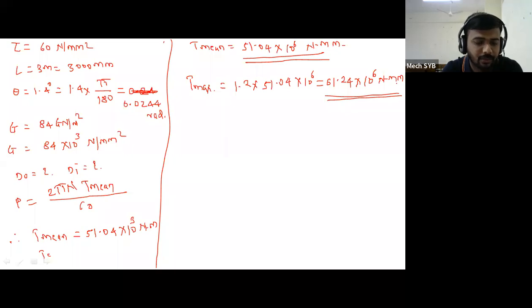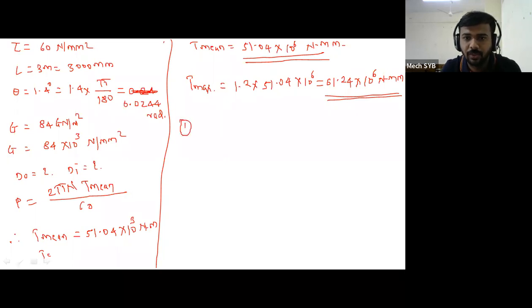Based on shear stress, put the formula, follow the procedure of the previous problem and solve it, and accordingly send me the answers of the diameters. Instead of giving homework, we are solving the problem here only. Okay, 61.24 into 10 raised to 6.